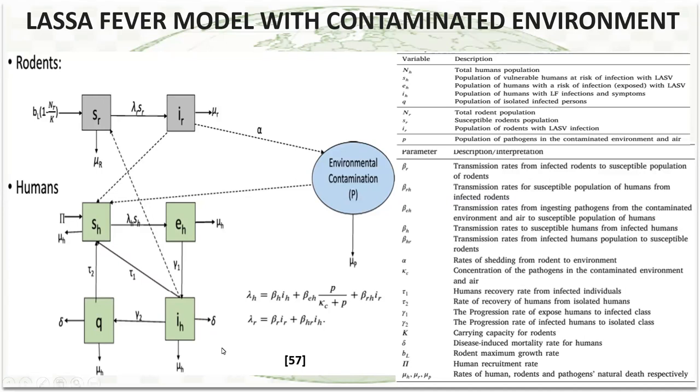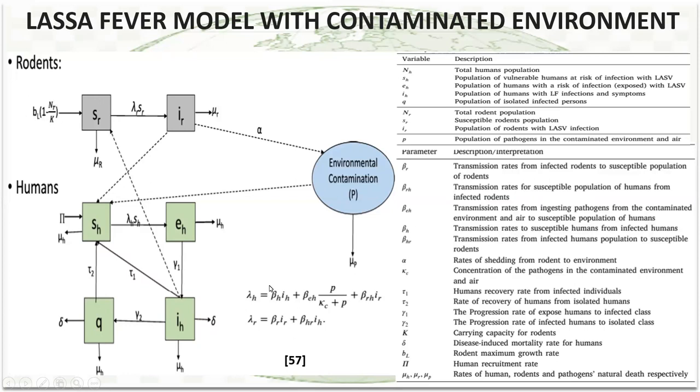From this model, we can see that the R has to do with the rodents, and the H has to do with the human compartment. This is a contaminated environment, an environment that is contaminated already. So what they have here is that they assume there's a logistic growth rate for the sustainable rodents, because their population growth depends on the environment. So there's a carrying capacity of the environment.